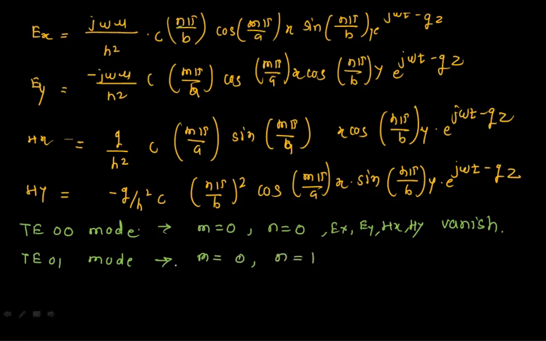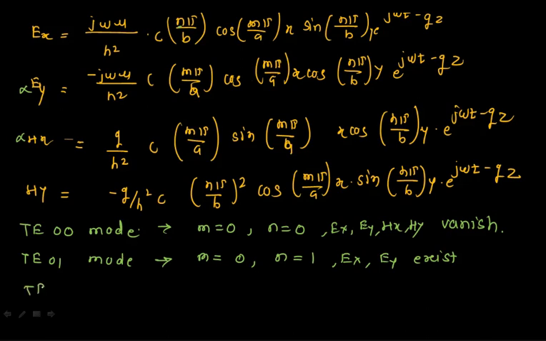Wherever your m is 0, this mode will not exist, ey will not, because it is directly multiplied. n is equal to 1, so I can say my ex and hy exist. So if this mode exists, you can say this particular mode does exist.